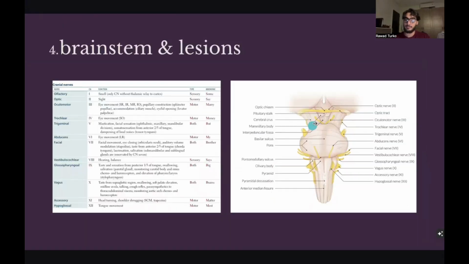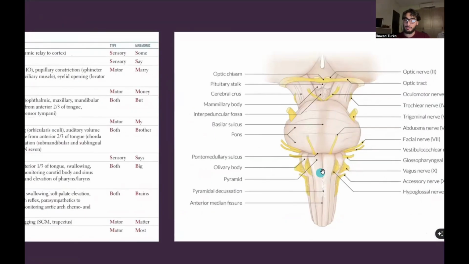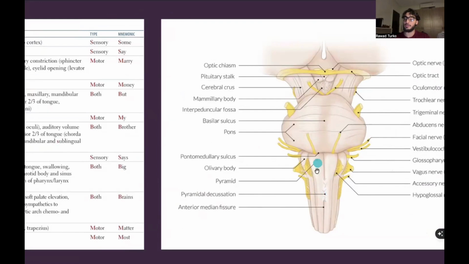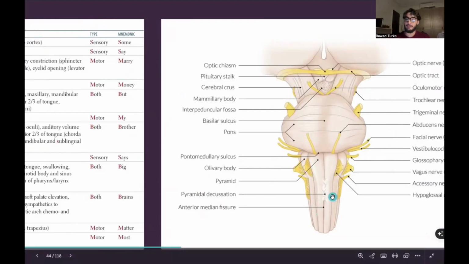Okay, and this is your pons. These are your pyramids, which are your corticospinal tract. These are the olives, which have the inferior olivary nucleus. This is the pyramidal decussation. This is where the corticospinal tracts are going to decussate, which we mentioned before. And then the anterior median fissure.